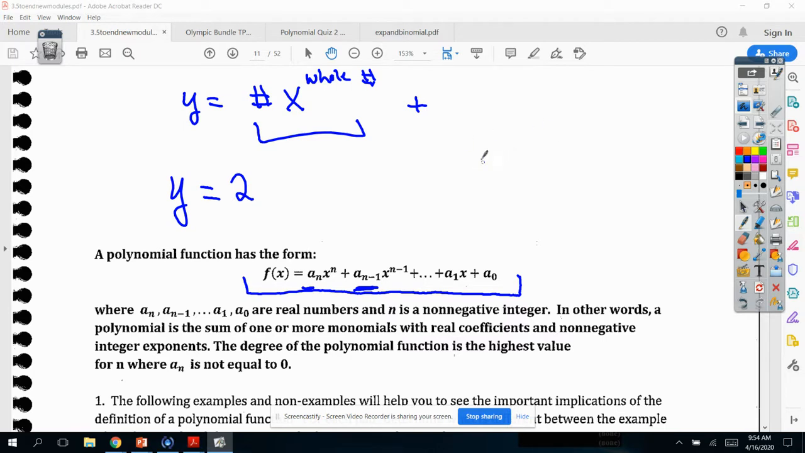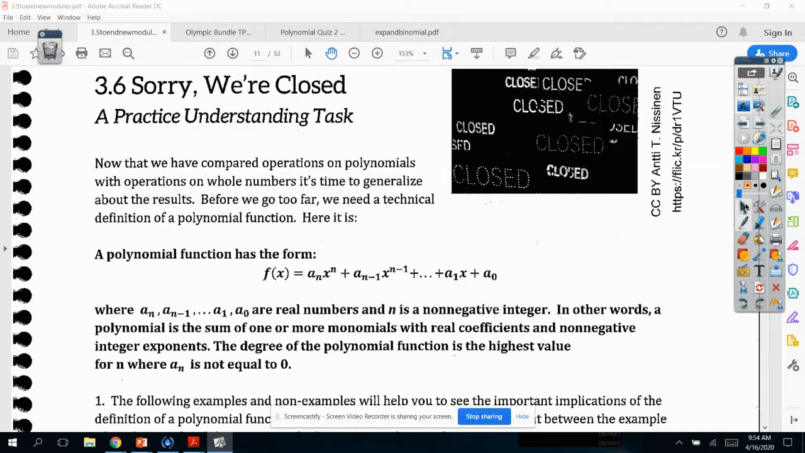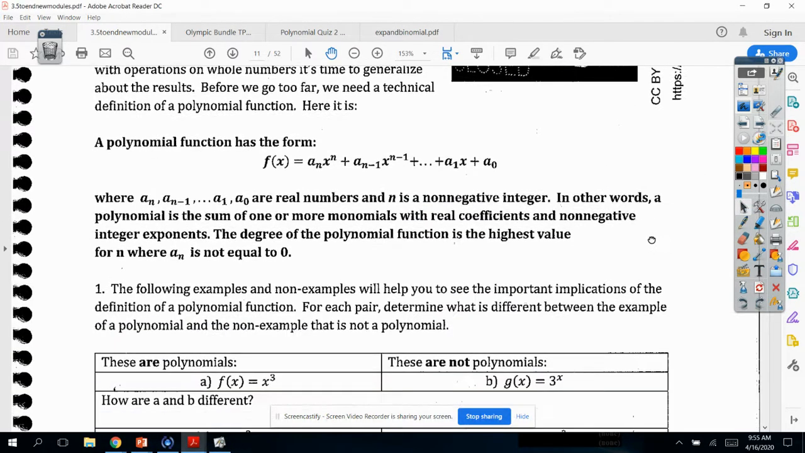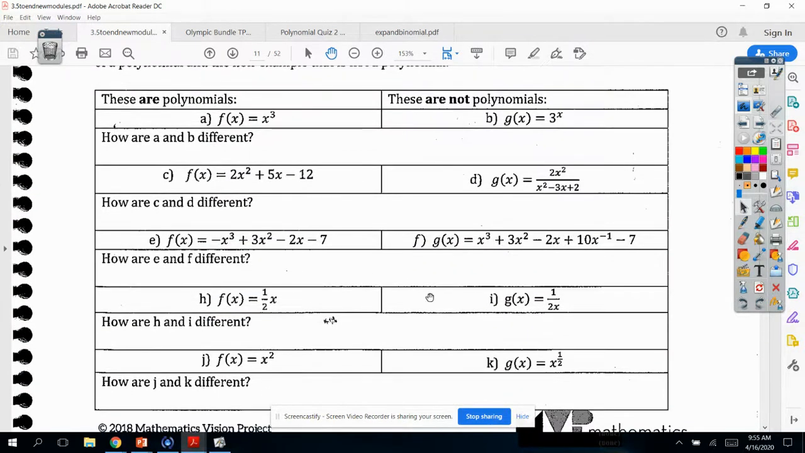Some of you thought lines were not polynomials. Lines are polynomials with degree 1, a number times x to some power, and that power is 1. Quadratics are polynomials, x squared plus 1/2 x. You can have a fraction there, plus you can have a square root of 2 here. Cubics, quartics, quintics, all of these are polynomials.